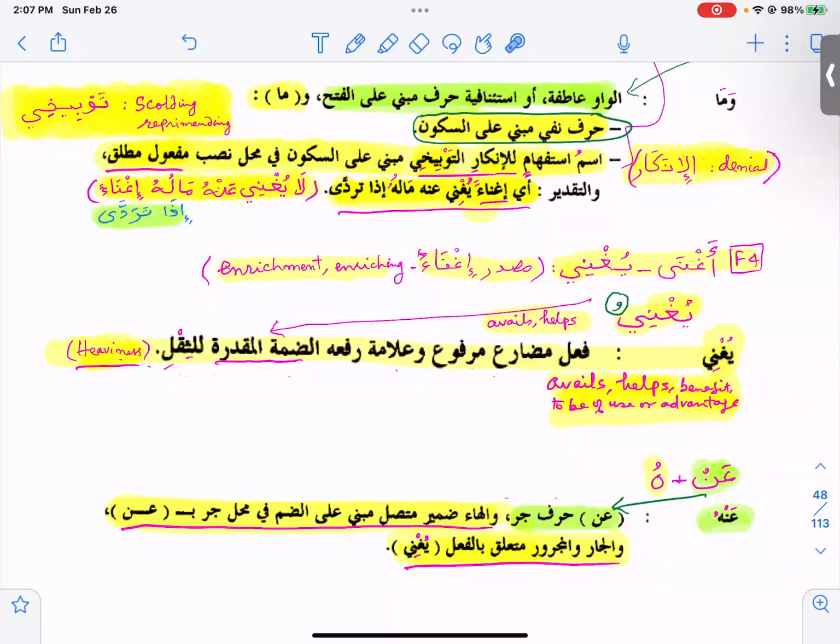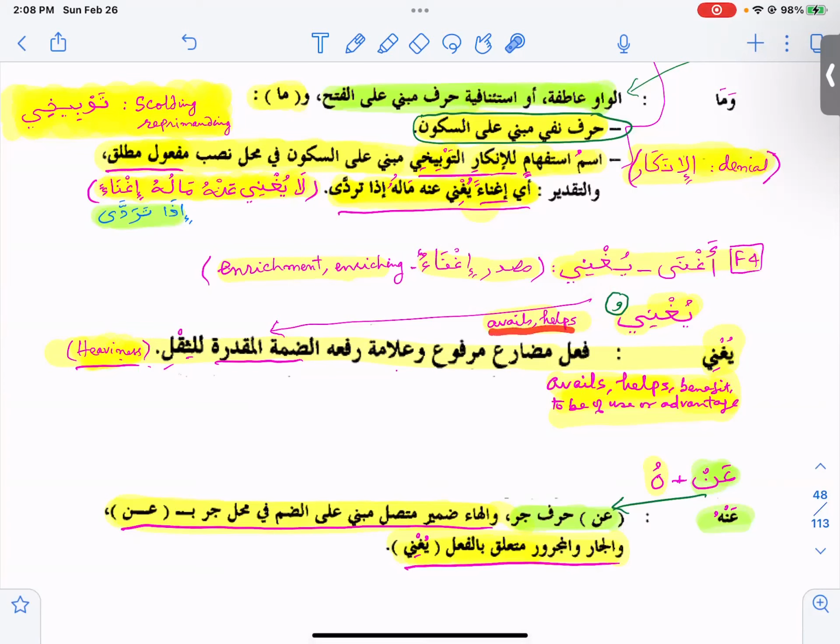to enrich. Yugni, okay, fi'lun mudari', marfu', wa alamatu rafihi dammatun muqaddara lith-thiqal, for heaviness. Because at the end, if there's a ya or waw, then if there's a verb or even other than a verb, if it comes and we have to put a vowel sign, we cannot. It will not accept, because of heaviness. Heaviness at the end. So I wrote here for you, dammatul muqaddara. Did you see? I have written this for you to understand.